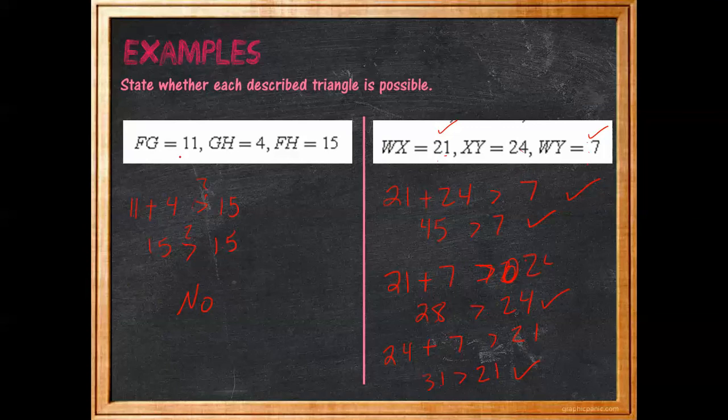Okay, so the same thing on this one. If we had checked the other sides first, we would have found two true statements. But in this one, we did check 11 and 4, the two smallest sides. So 11 plus 4, 15, was not greater than 15. So this one was no, and this one was yes. It could be a possible triangle. And that's the end of the triangle inequality theorem.